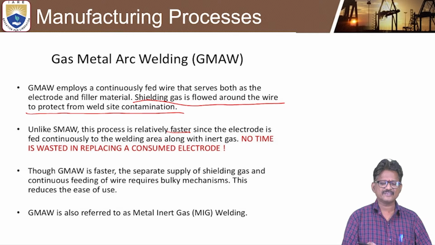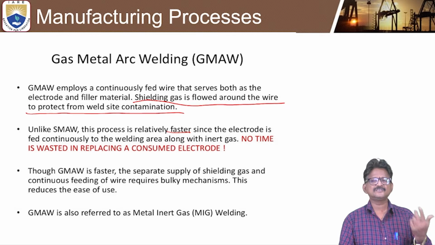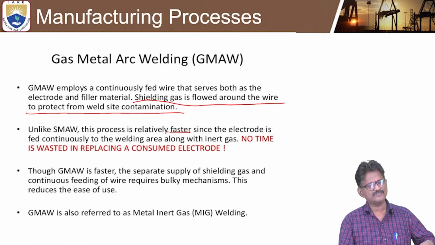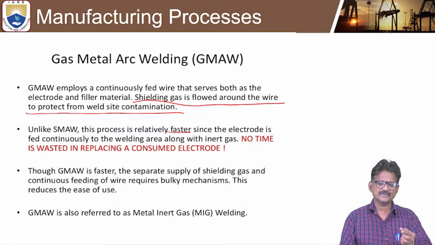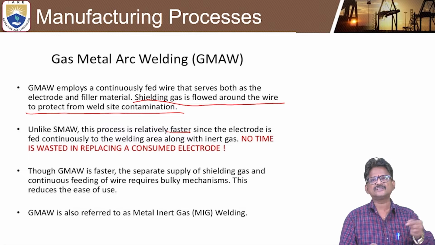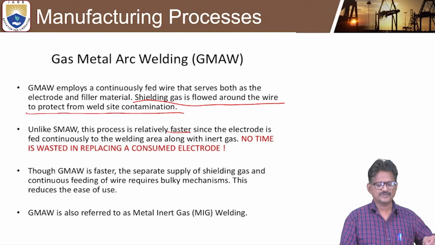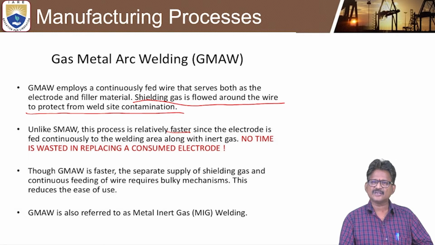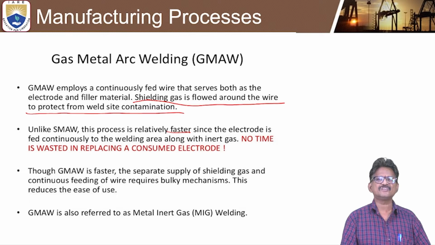Because the electrode is fed continuously. In shielded metal arc welding, only one rod is taken until it is completed, and then we again take one more rod. But in gas metal arc welding there is a filler, which is continuously supplied in a rope form. Whenever we place that wire, it keeps moving continuously, so it is a much faster process.